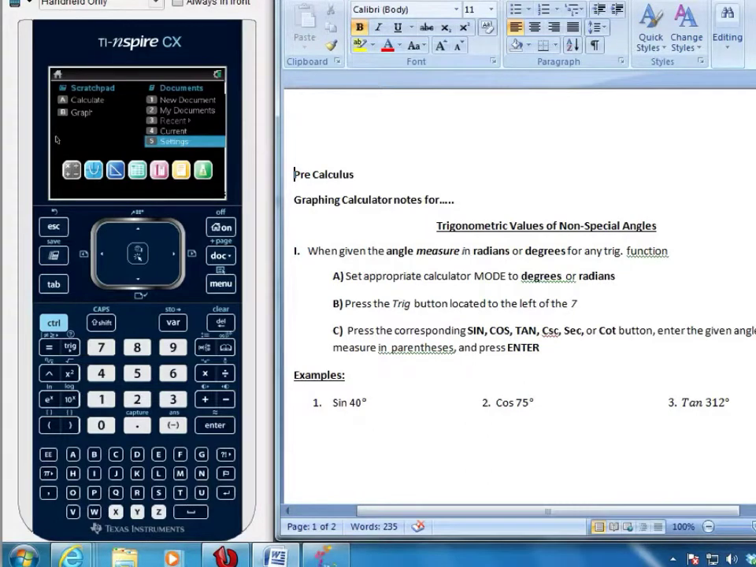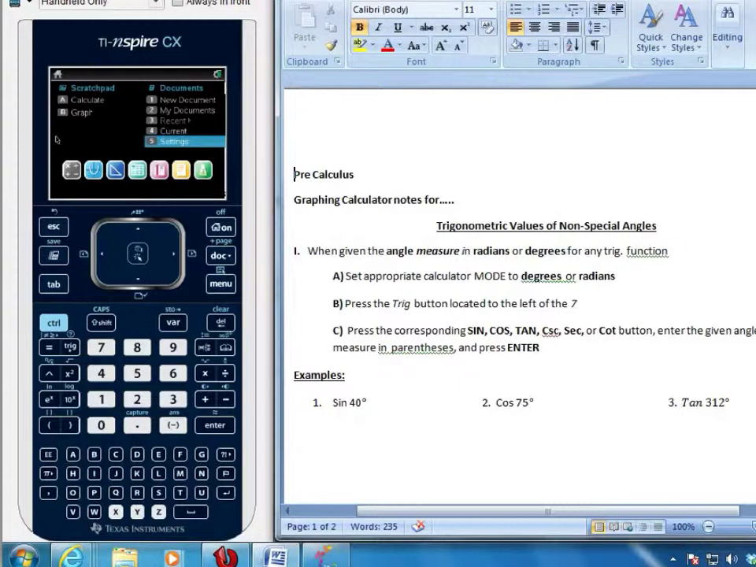Okay, for this video lesson, we're going to find trig values of non-special angles. Non-special angles means we're going to be given angles, or we want to find angles, that aren't 30, 45, and 60 degrees, which is what we've been working with for the last couple weeks. The front side is going to be real easy. If you just follow these directions, it's very simple.